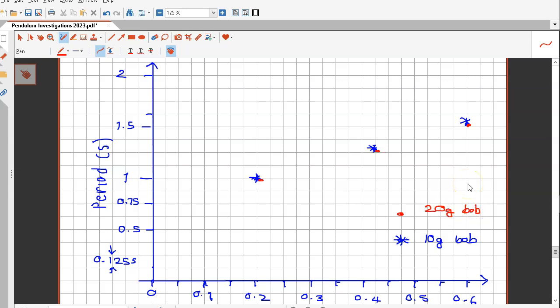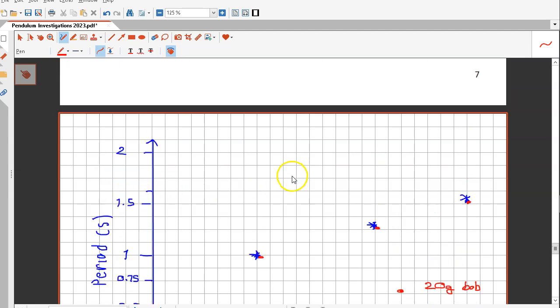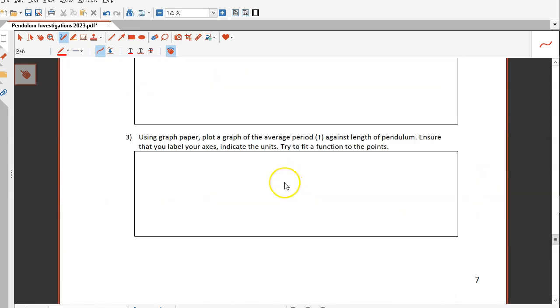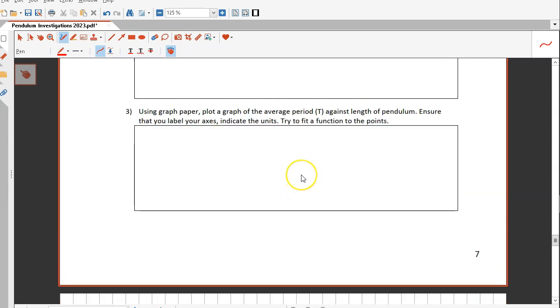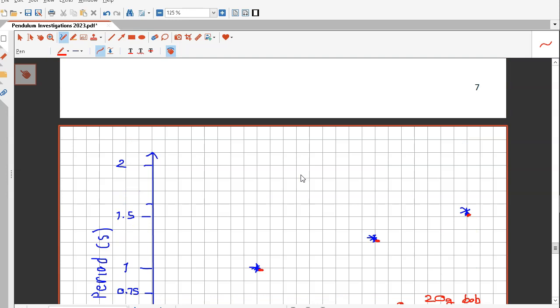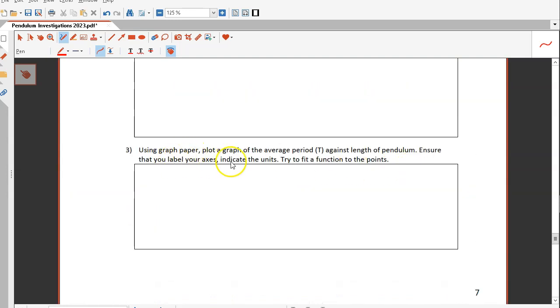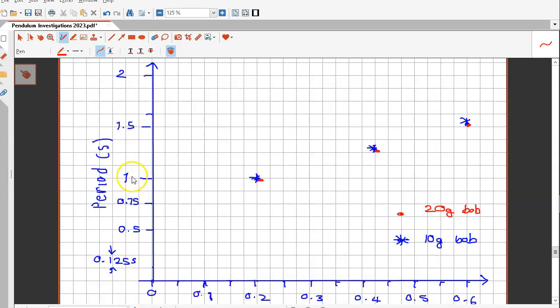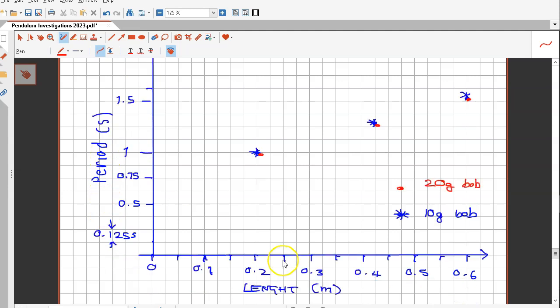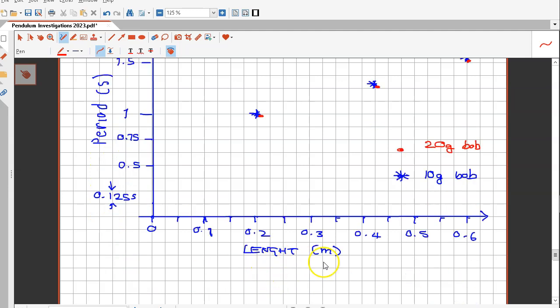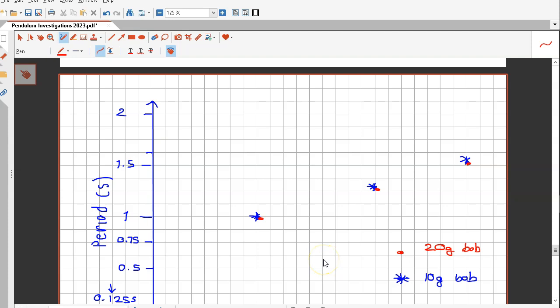As I said, we won't worry about trying to fit a function through that, so please ignore that at this point. So, okay, let's just check we did the right thing. We labeled our axes and indicate the units. So period in seconds, yes, and length in meters, yes, we did it. And we should give our graph a title.